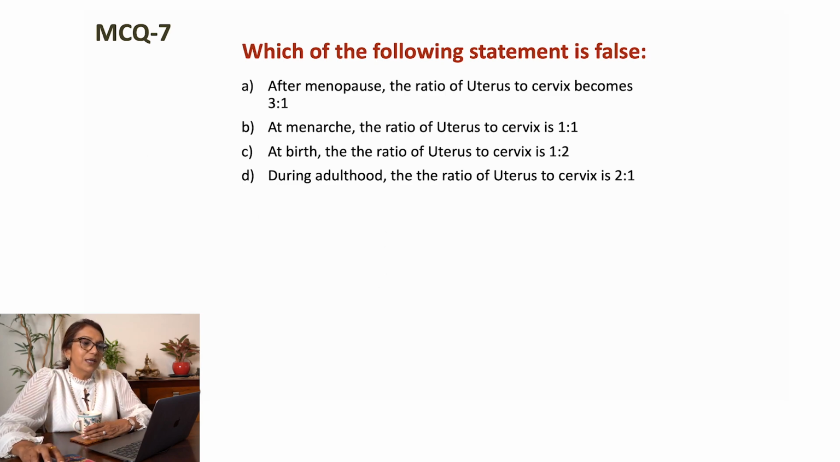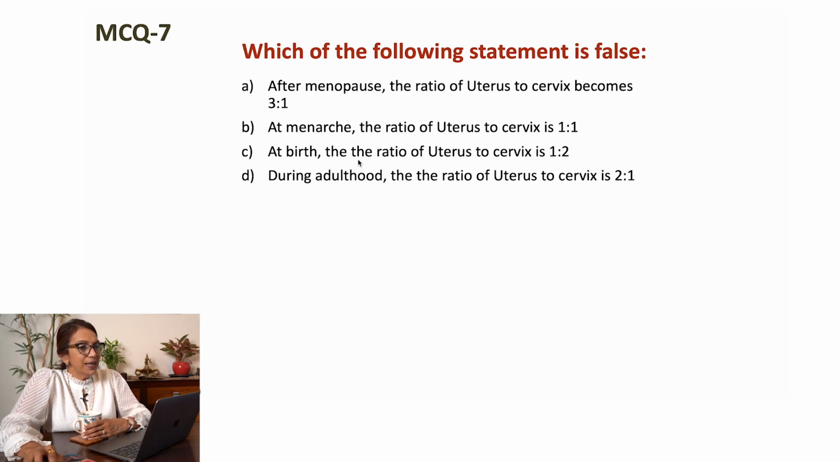Which of the following statement is false? After menopause, the ratio of uterus to cervix becomes 3:1. This is a sentence I have not read, but let's see what the other options are. At menarche, the ratio of uterus to cervix is 1:1. This also I am not sure. At birth, the ratio of uterus to cervix is 1:2. That is true. If you recall, all books state that the uterus is small and the cervix is big, 1:2 at the time of birth. At the time of adulthood, the ratio is uterus 2 to cervix 1, 2:1. So both these C and D are correct.